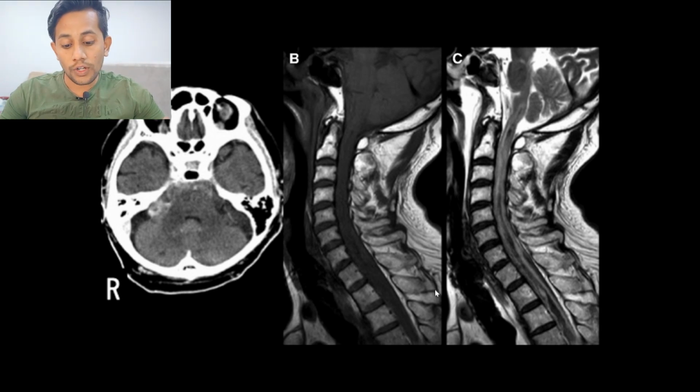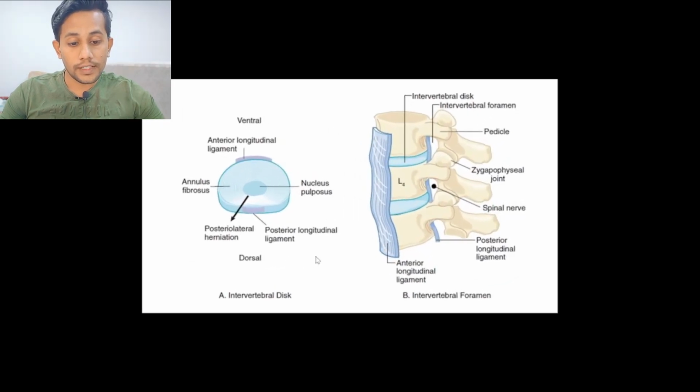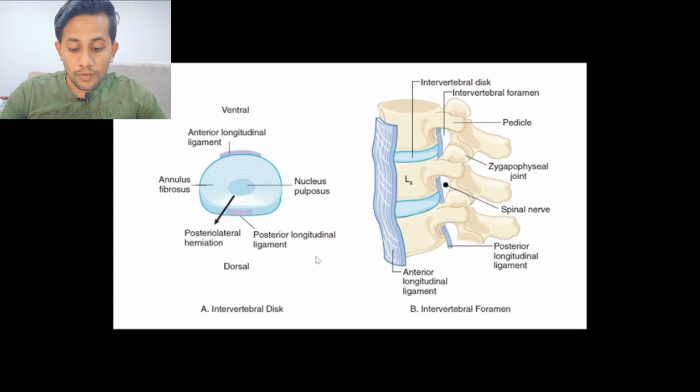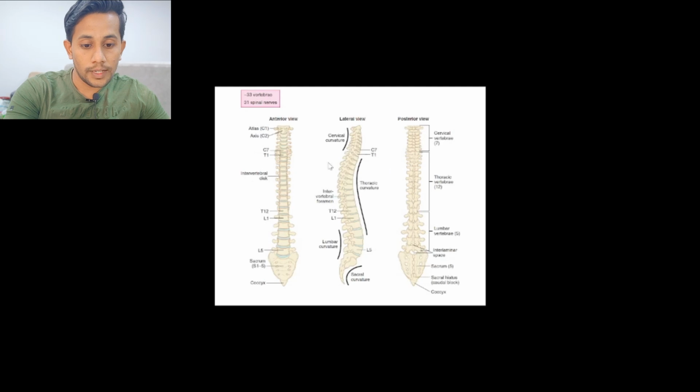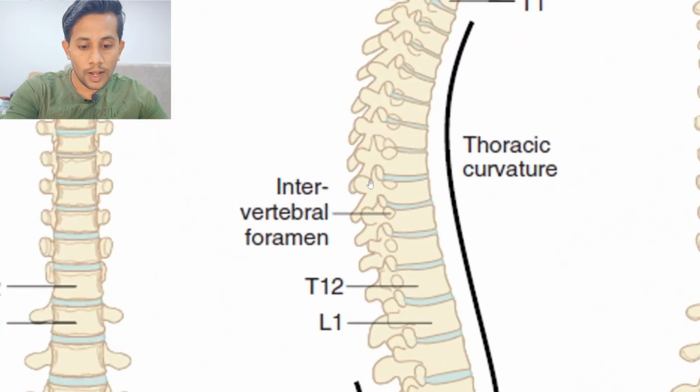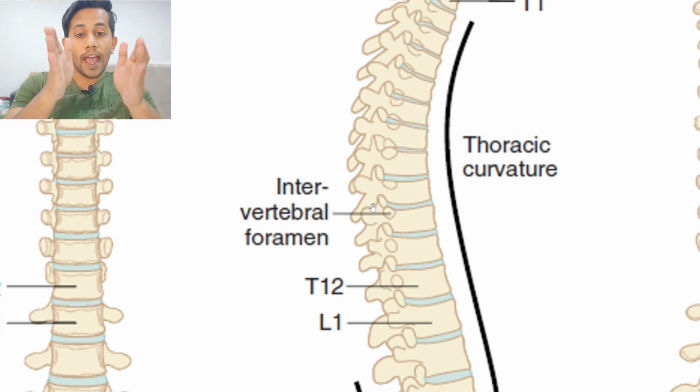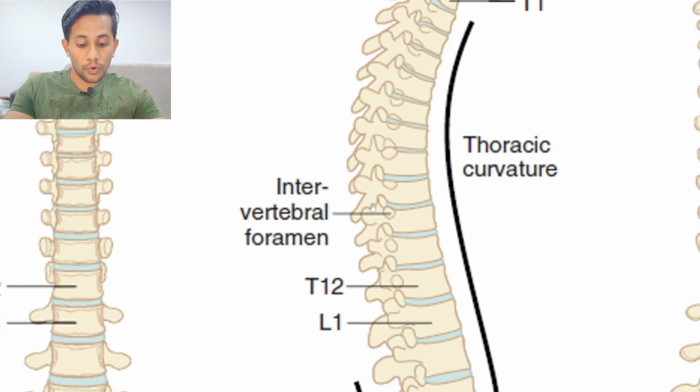But let's move on to the next topic, that is the intervertebral disc. If you can see in this image, each intervertebral foramen contains one spinal nerve on both sides. As mentioned before, every single intervertebral foramen, let me go back to the original image. Where is the intervertebral foramen? Here. Every single intervertebral foramen will have one spinal nerve from each side.